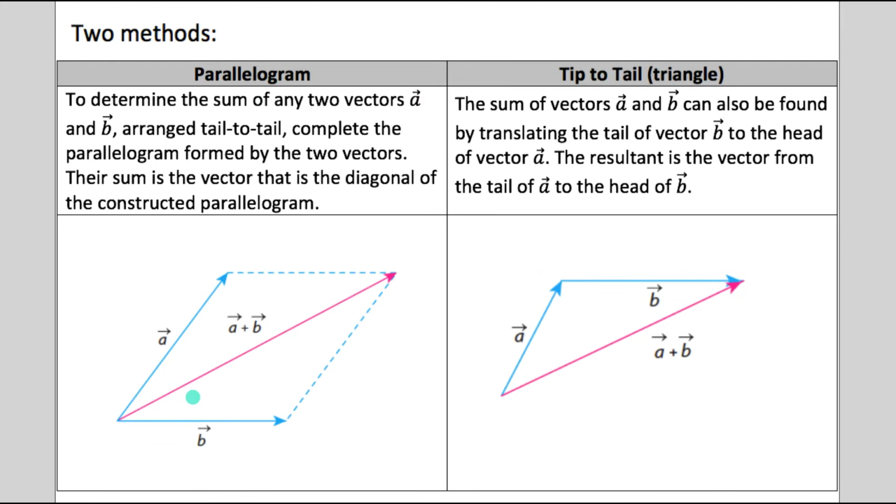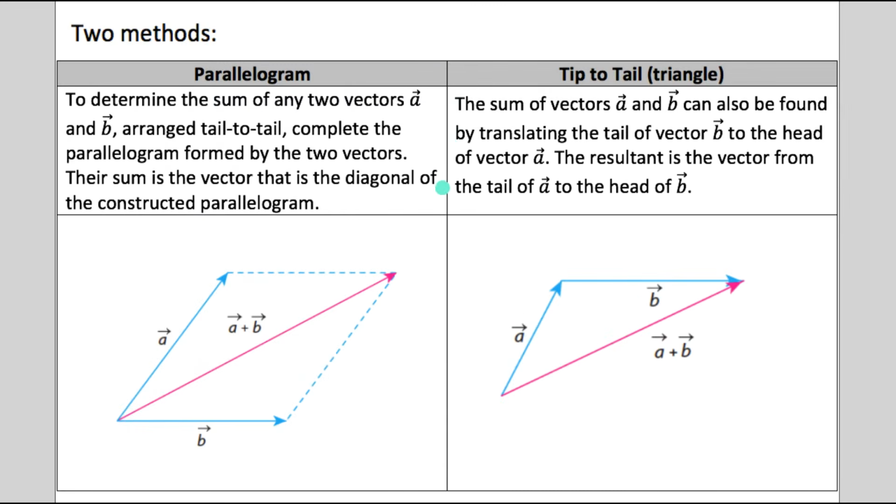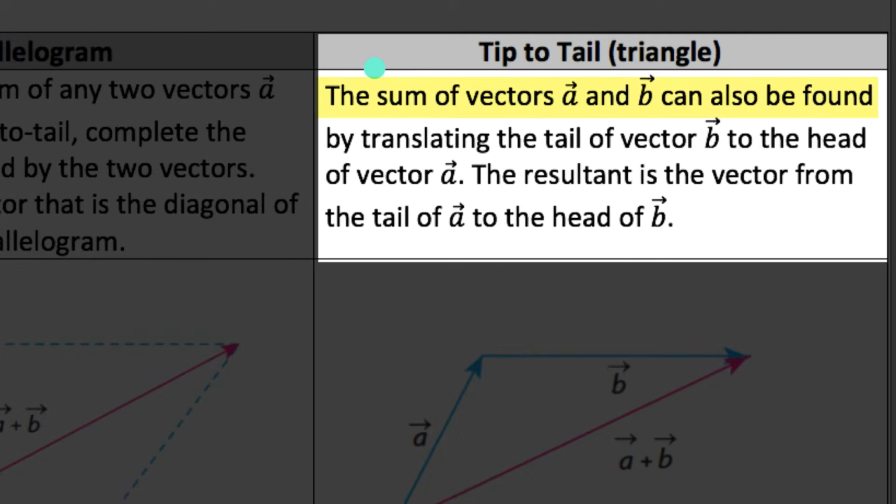If we want to add vector A and B together, notice in the diagram below, I have it showing you vector A, vector B, and the resultant vector, vector A plus vector B. Let's read this section, which tells us how we can set up that diagram. The sum of vectors A and B can also be found by translating the tail of vector B to the head of vector A. The resultant is the vector from the tail of A to the head of B.